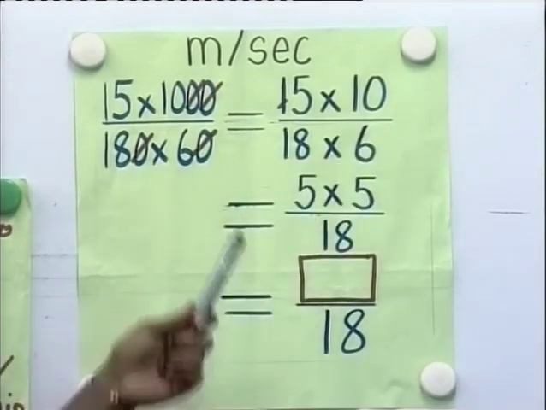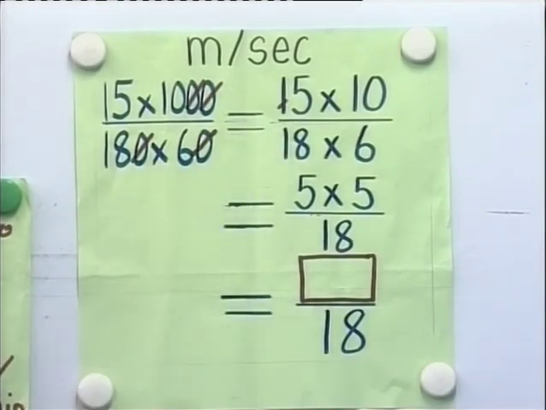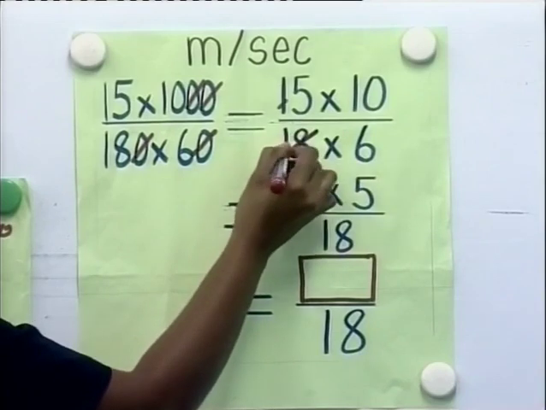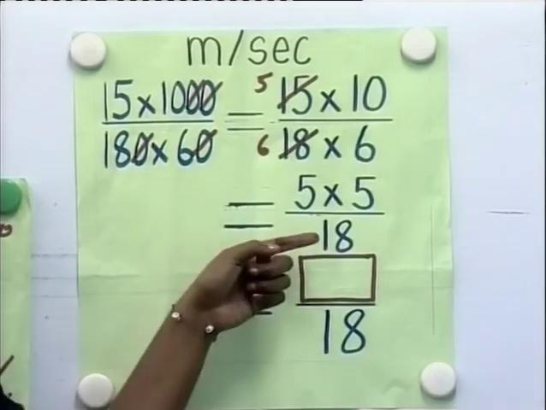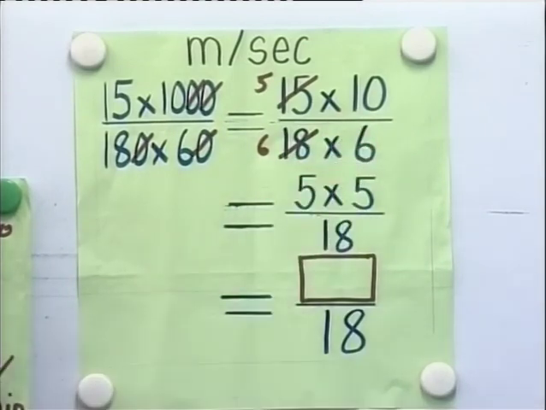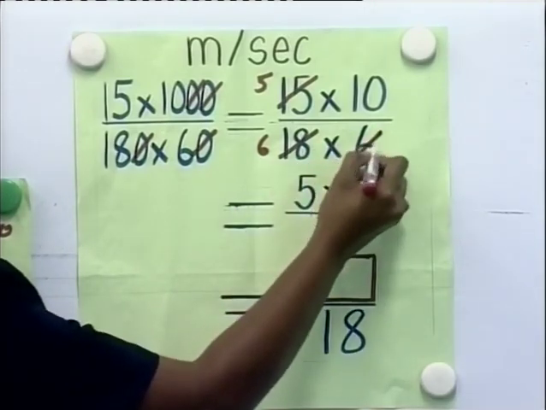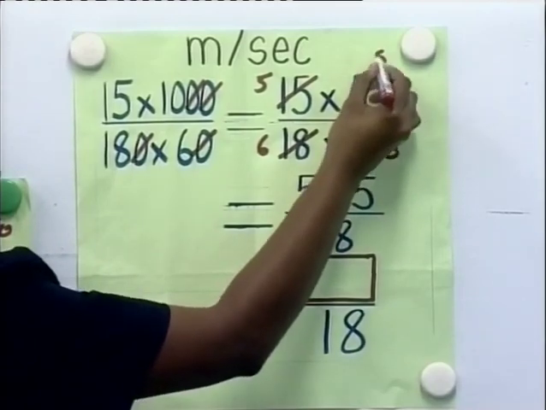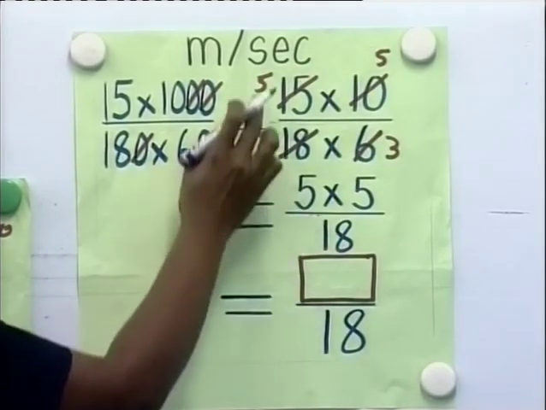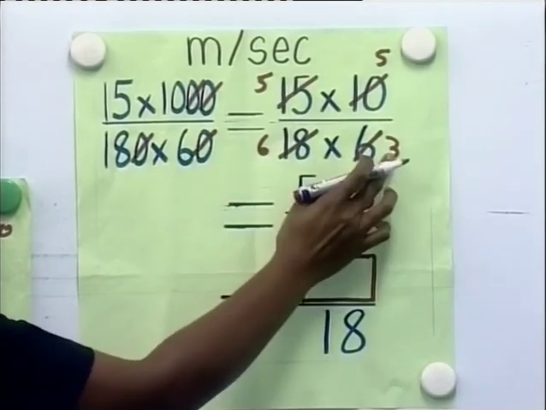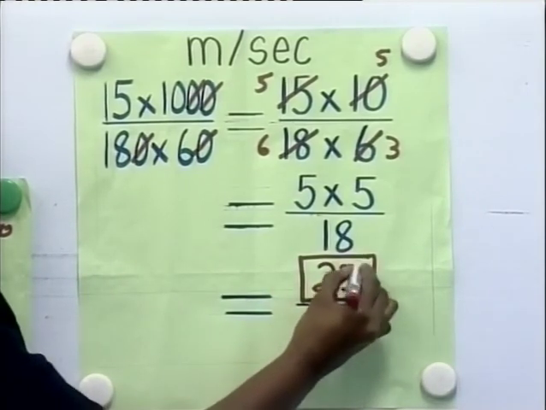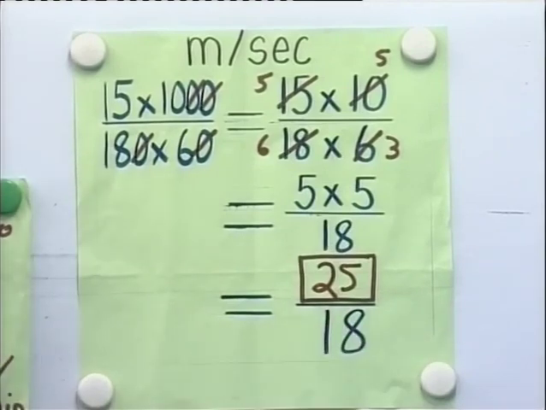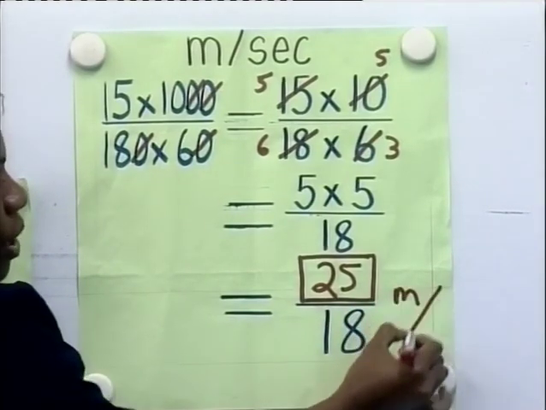Now what common factor can go evenly into 15 and 18? 3. So 3 into 18 is 6, 3 into 15 is 5. What common factor can go evenly into 10 and 6? 2. So 2 into 6 is 3, 2 into 10 is 5. So I rewrite this as 5 times 5 over 6 times 3, which is 18. So 5 times 5 is 25, 6 times 3 is 18. So our answer is 25 over 18 meters per second.